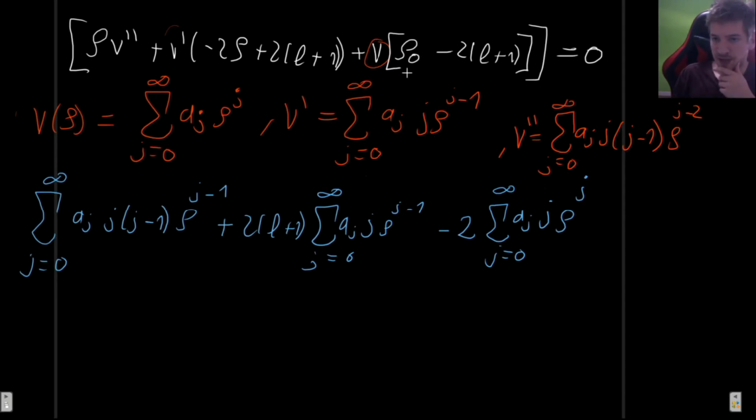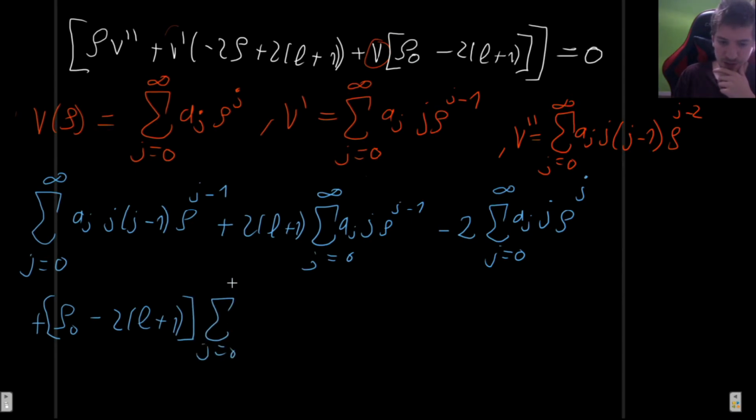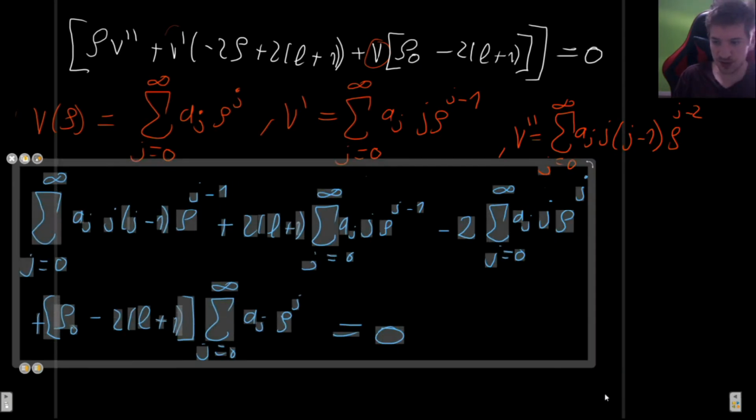Now we have this final term, which all of this is a constant. Rho 0 minus 2L plus 1, all of that is just a constant. So we can just leave it outside of our summation. Minus 2L plus 1 times the sum j equals 0 to infinity of aj rho to the jth power, and this has to be equal to 0. Okay, so this is now our equation. It might look worse, but it is going to be much simpler.